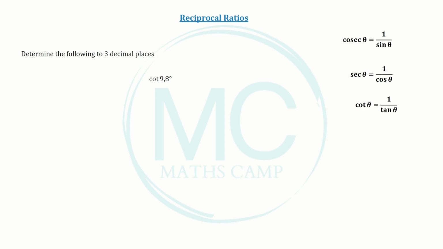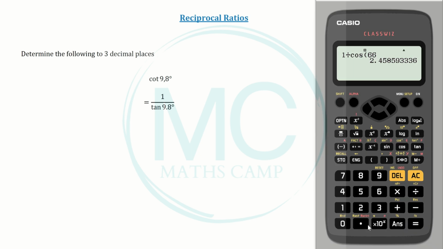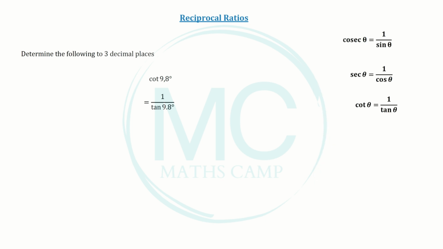Cot 9,8 degrees. Cot is the reciprocal of tan, so we can say cot 9,8 degrees is equal to 1 over tan 9,8 degrees. Now we can get our calculator and we say 1 divided by tan 9,8 degrees is equal to 5,7893. Let's round off to 3 decimal places and get an answer of 5,789. This rule applies to squares and roots as well.